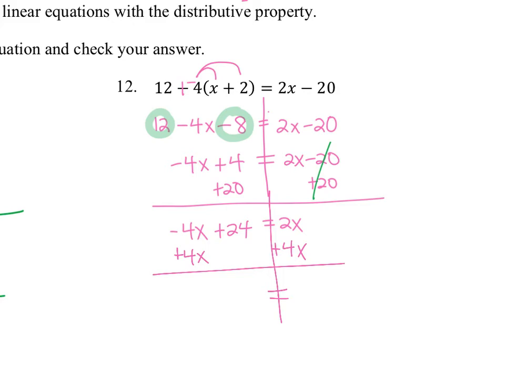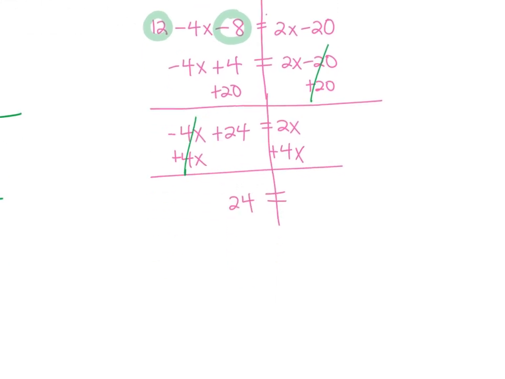And then on the left side, the negative 4x plus 4x zeroes out, leaving us with only 24 on the left side. And then on the right side, we're combining those like terms. 2x plus 4x gives us 6x. Divide each side by 6 for our final step, and x is equal to 4.